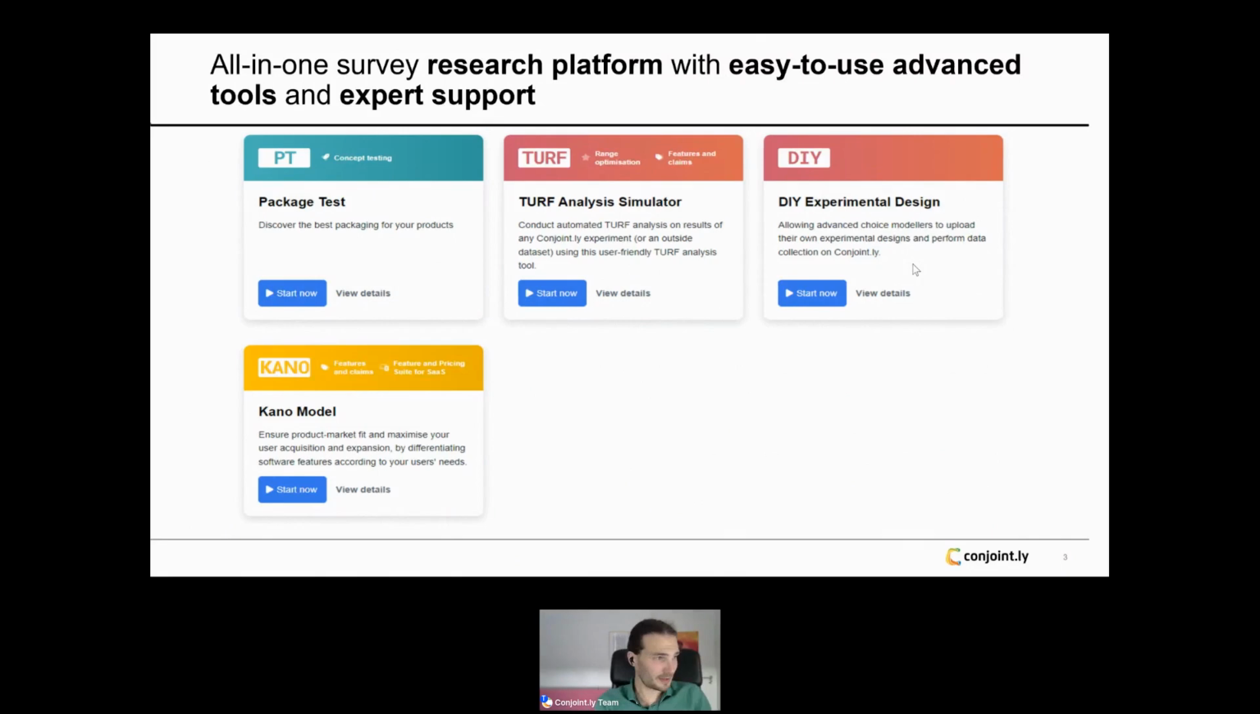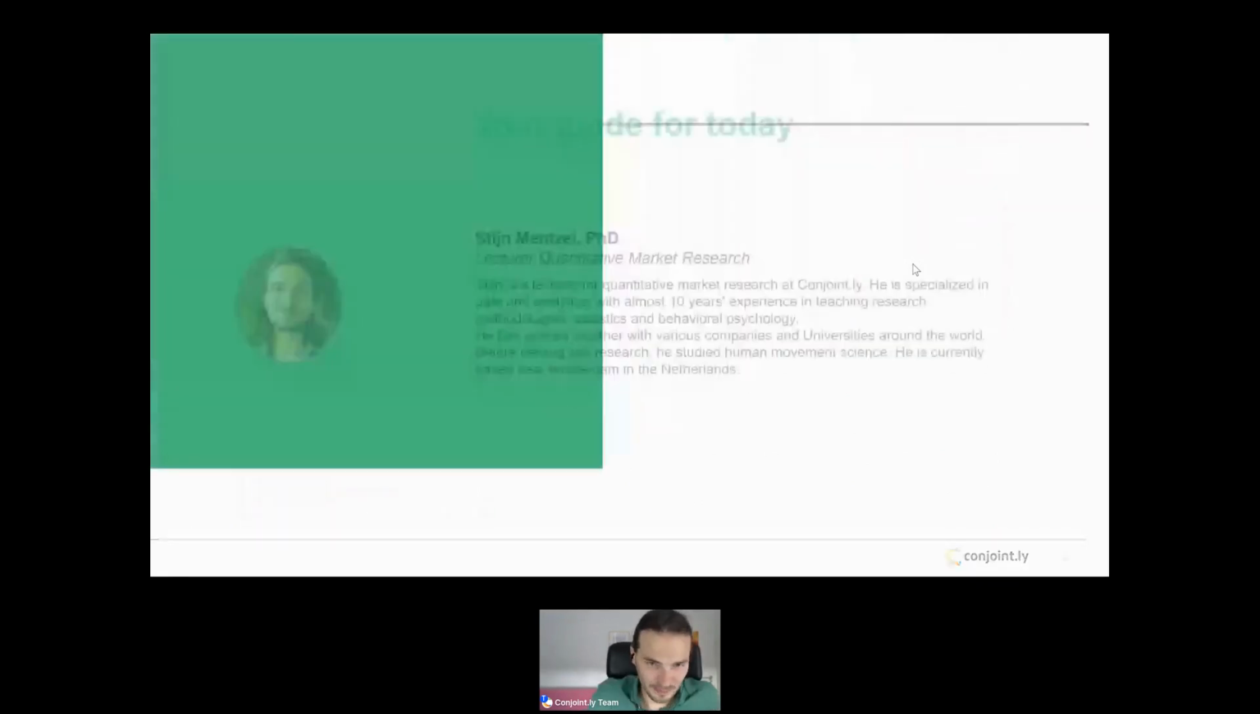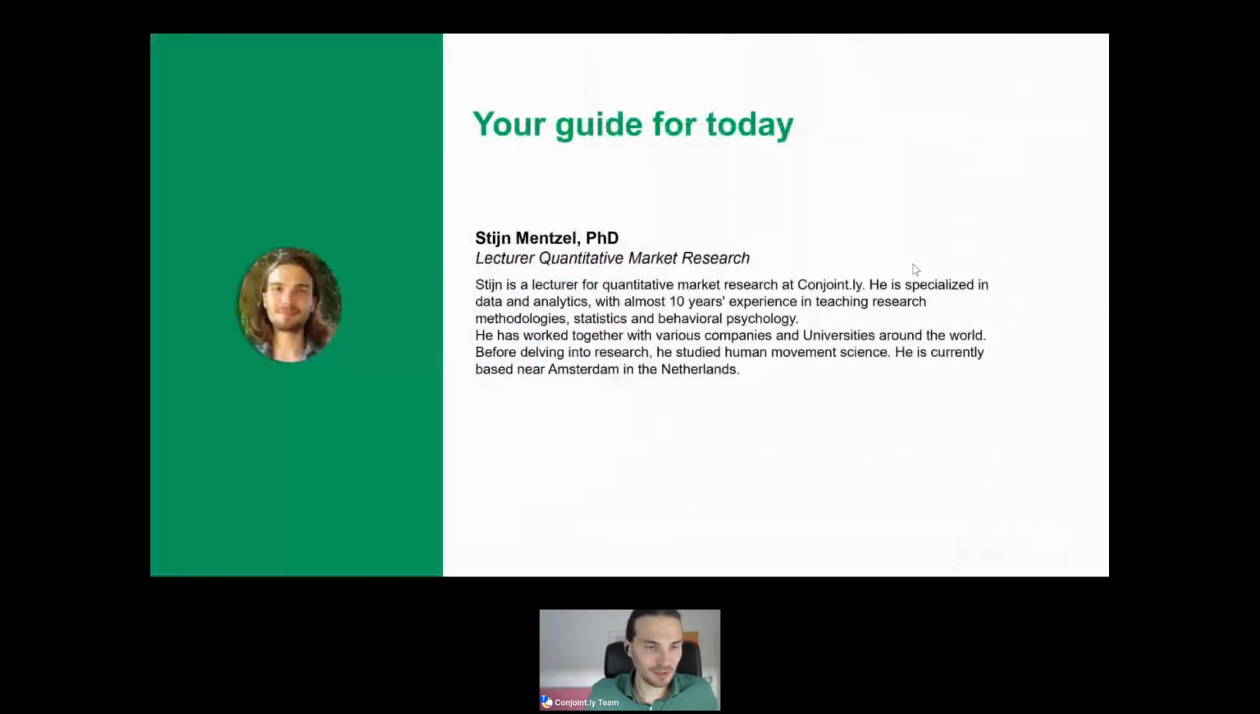Then briefly about myself. My name is Stijn Mensel. I'm a lecturer for quantitative market research here at Conjointly. My background is mainly in statistics and research methods. That's why I host these webinars and do talks and in-house trainings and online trainings for a lot of our clients. Before I joined Conjointly, I spent the majority of my career in academia, focusing on research methods, statistics, behavioral psychology, but even things like talent identification in sports.